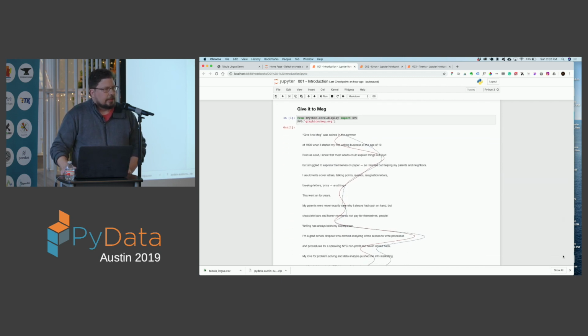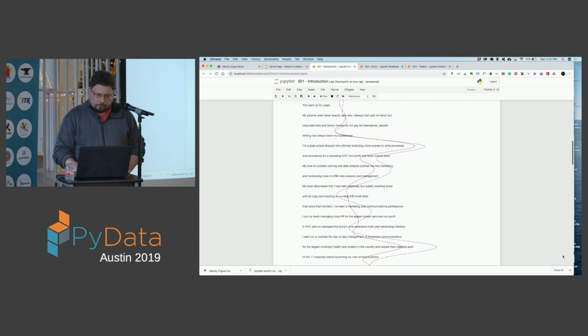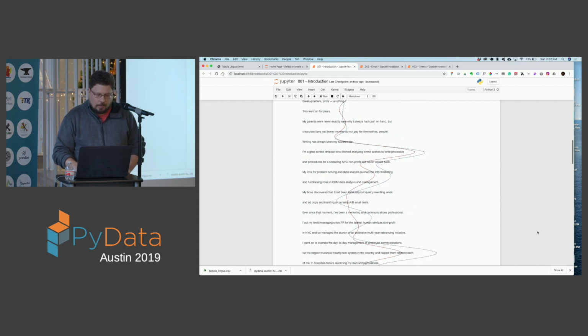So we'll look at a couple of quick examples of what we can do with this. Give It to Meg is the website of a friend of mine who's a marketing writer, and with her permission, I'm using her About page as a demonstration. And so we can look at the ebb and flow of head versus heart throughout the entire document. So this highlight here stands out as both blue and red, and it says, "I'm a grad school dropout who ditched analyzing crime scenes to write processes and procedures for a sprawling New York nonprofit and never looked back."